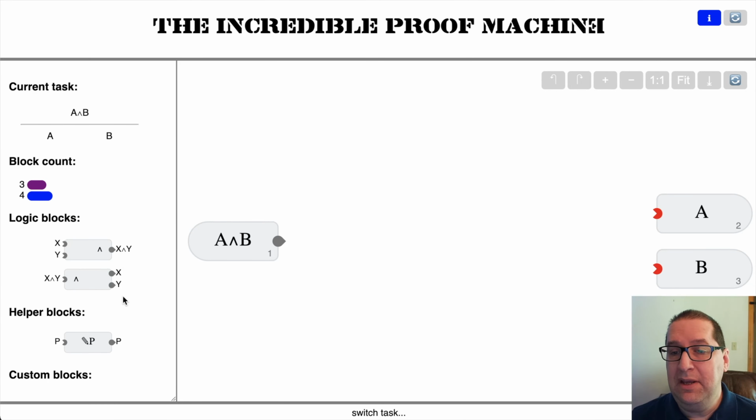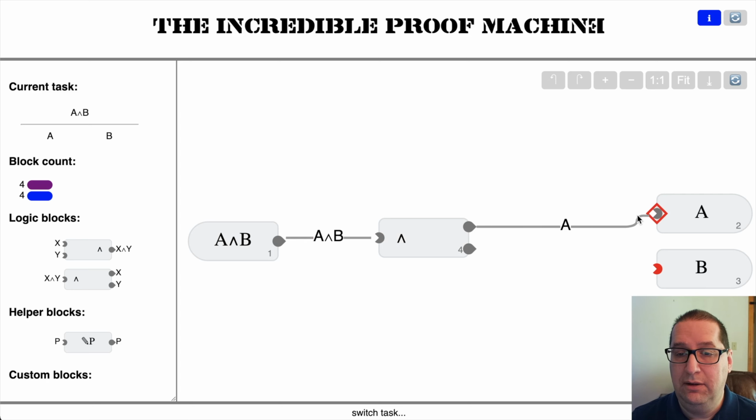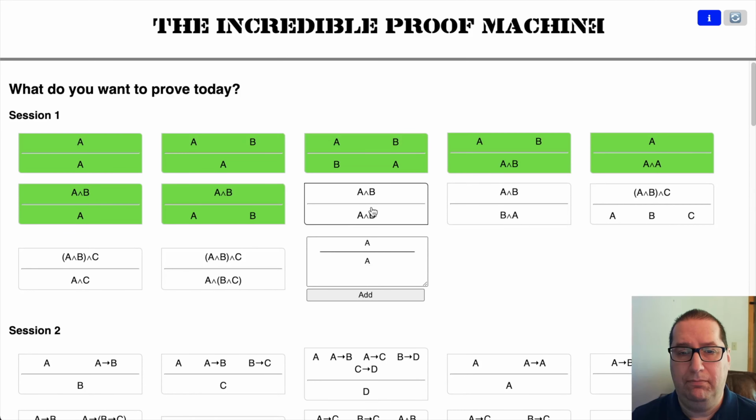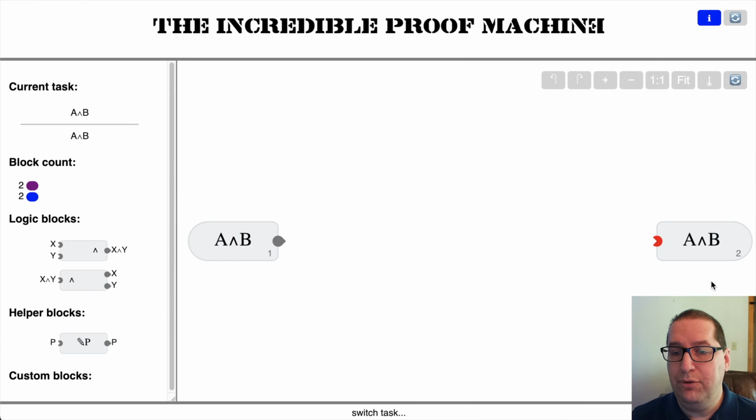Given A and B, prove A and prove B. Well, we're just going to use the AND elimination rule again. And here we're learning that ordering matters. We've got an A and we've got a B, and that means that the A is going to come out of the top output and the B is going to come out of the bottom output. Given A and B, prove A and B.